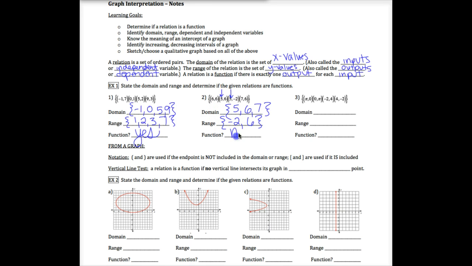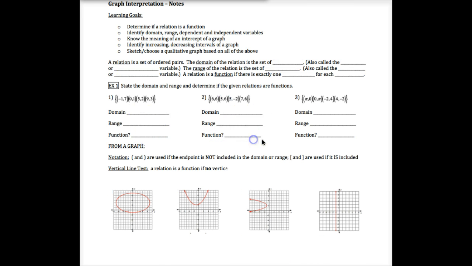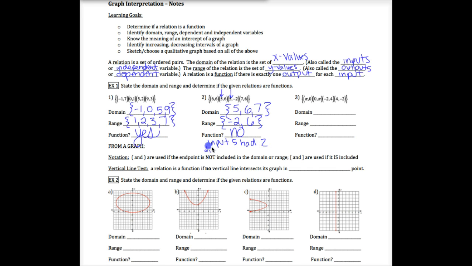So this cannot be a function because your input 5 had two different outputs. One time I put in 5 and I got 6. One time I put in 5 and I got -2. So that means it cannot be a function.